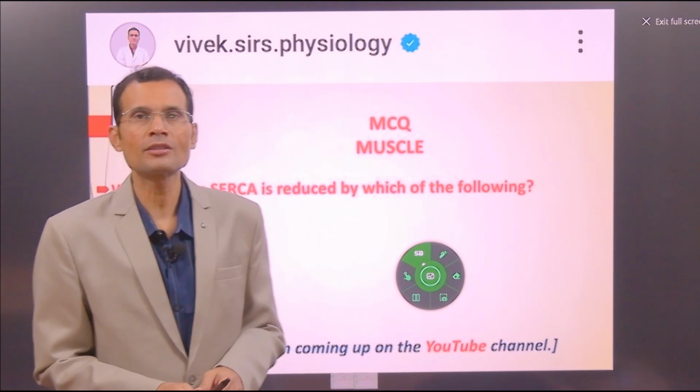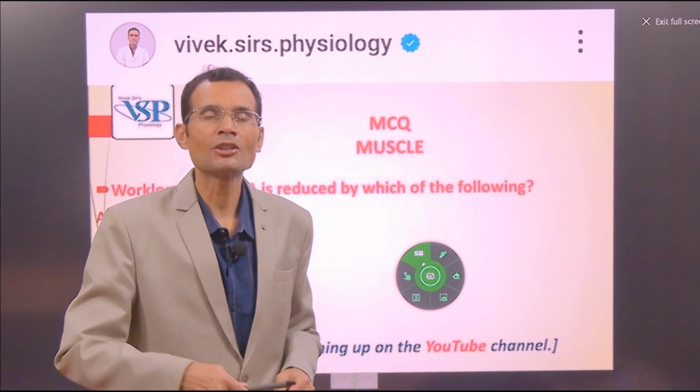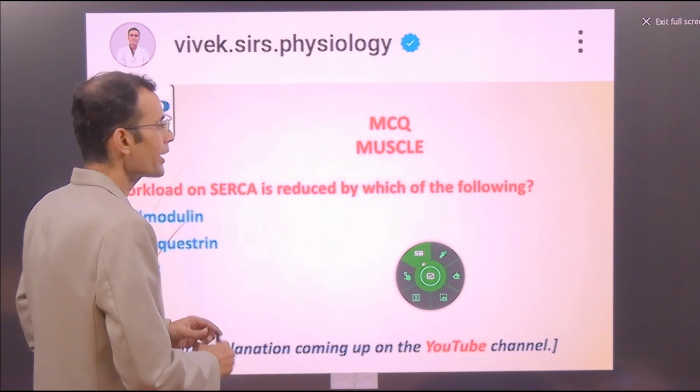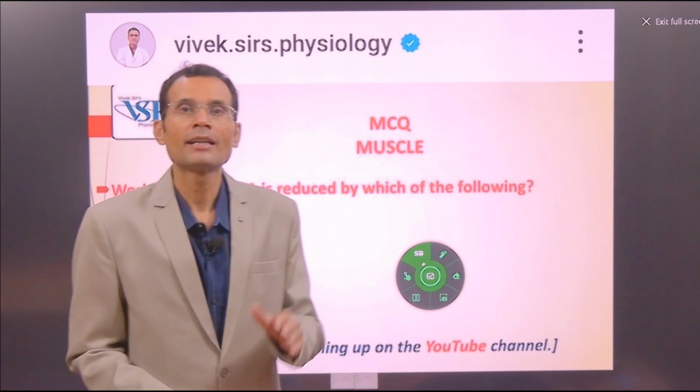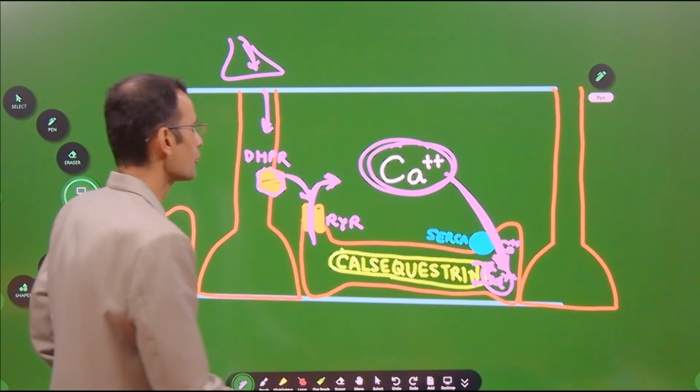I found many students opted for DHPR or RYR, thinking about the calcium bringing out the muscle contraction. Well, that's not the case. The answer was in fact calsequestrin. Let's understand the role of calsequestrin.